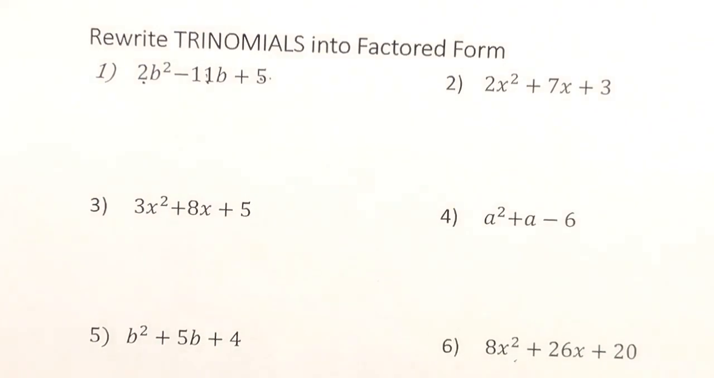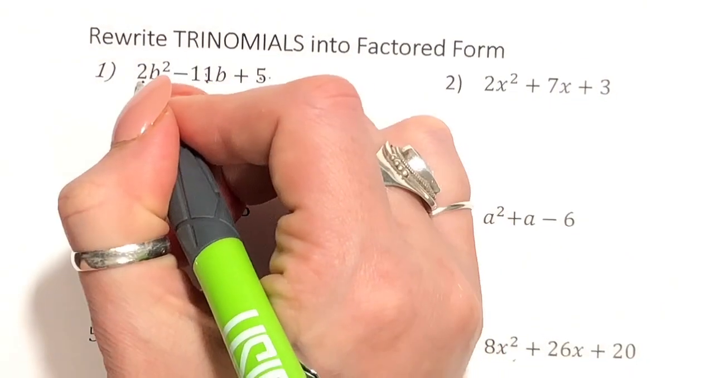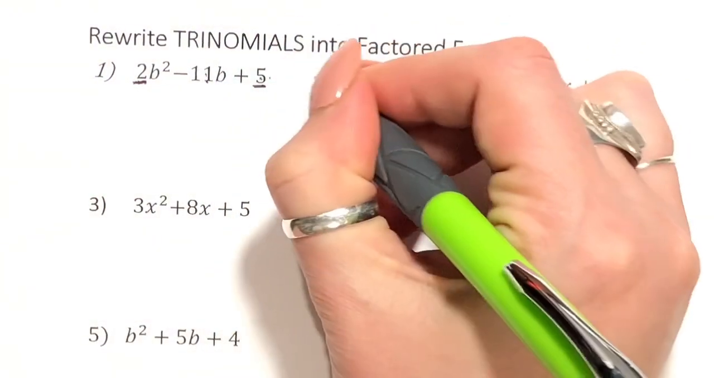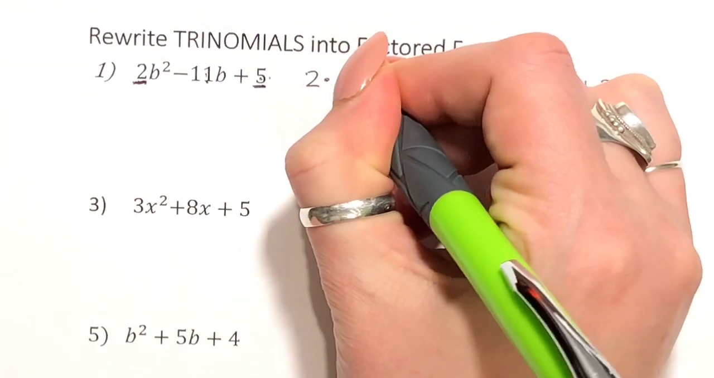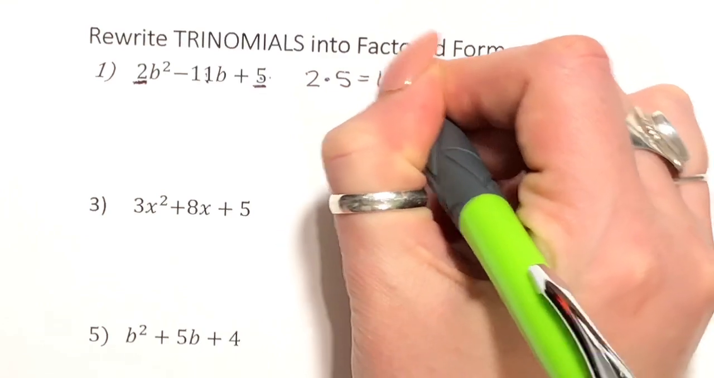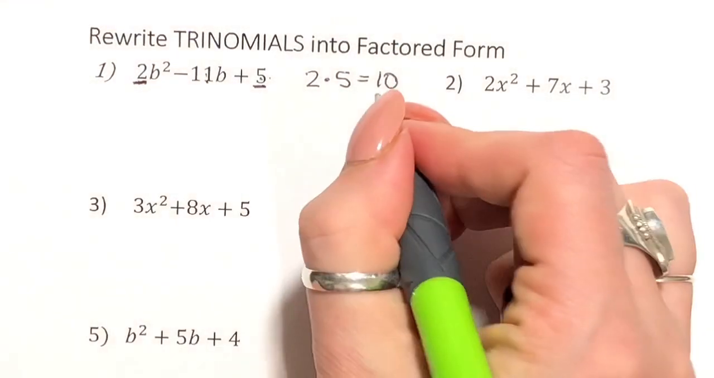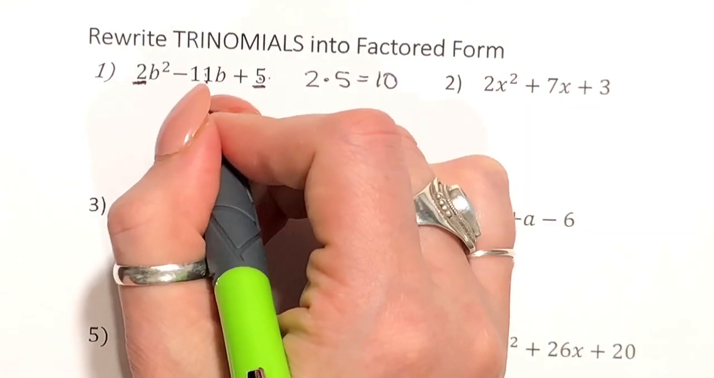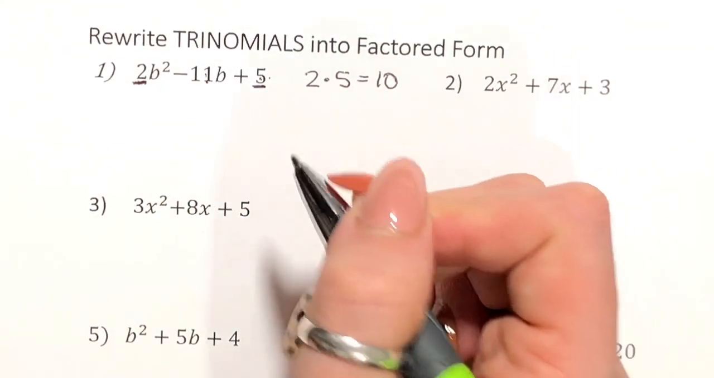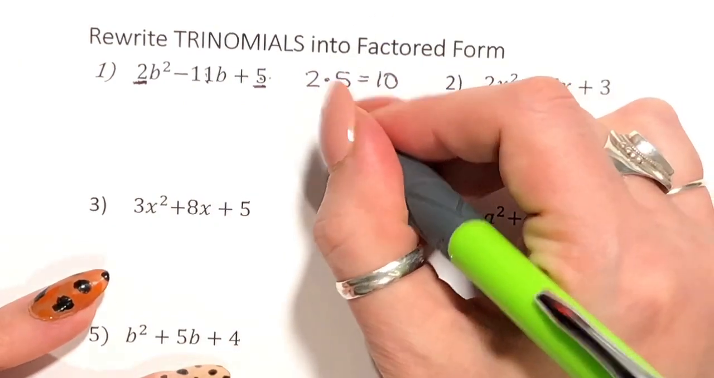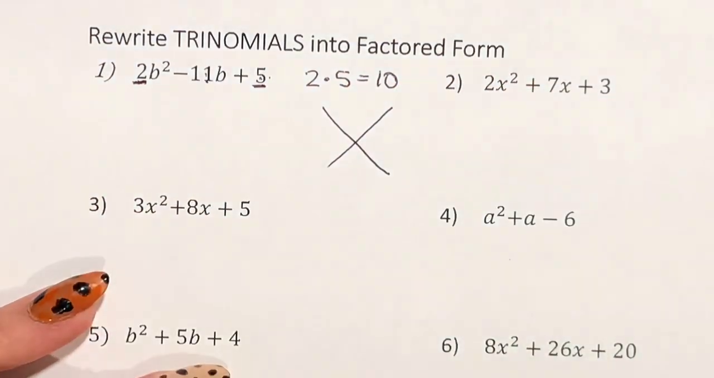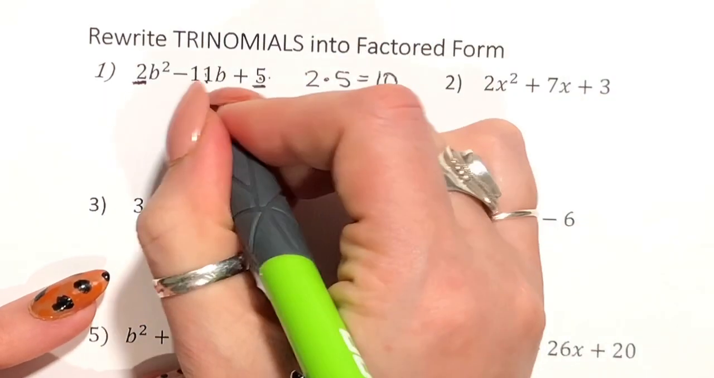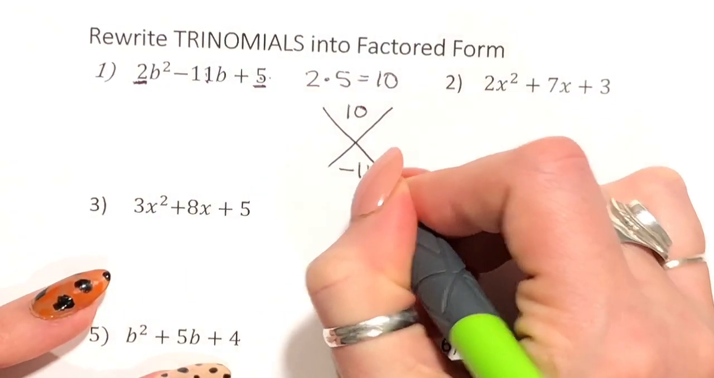How this works is you take the first number and the last number and multiply them together. So you're going to do 2 times 5, which equals 10. Then from there, you think: what multiplies to be 10 but adds to be negative 11? I'm a really visual person, so I like to do this little X chart. I take the number that you multiplied and put it on the top, and the number you're trying to add to and put that on the bottom.